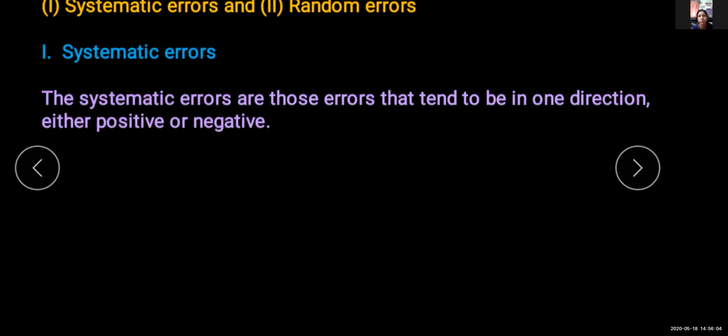What is systematic error? Systematic errors are those errors that tend to be in one direction, either positive or negative. Systematic errors are errors which tend to shift all measurements in a systematic way. So their mean value is displaced. The measurement obtained is deviated consistently either too high or too low from the actual value.